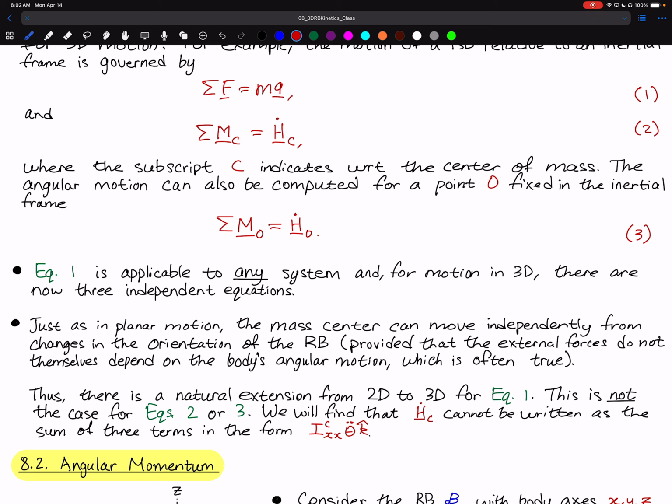So equation 1 here is applicable to any system. And in 3D motion, there are now 3 equations rather than just 2. Equations 2 and 3 are applicable in particular cases.